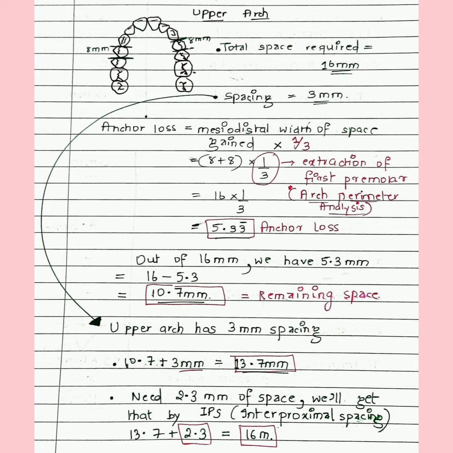To get to 16 mm we still need 2.3 mm of space, which we can get by interproximal stripping. You need to remember this. We can get about 0 to 2.5 mm or even 2 to 4 mm of space by interproximal stripping. So we require 16 mm of space in the upper arch, but we got 13.7 mm. We need another 2.3 mm of space, which we'll get by slenderization or interproximal stripping. Thus, this is how we gain 16 mm of space in the maxilla.